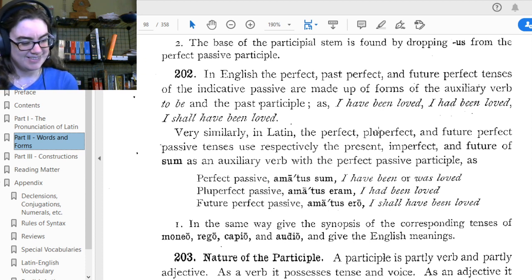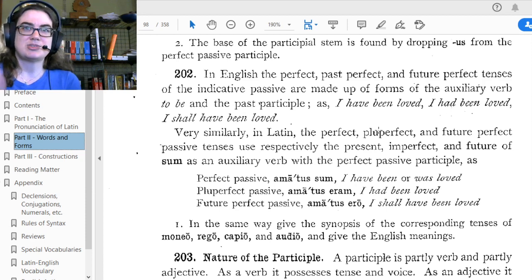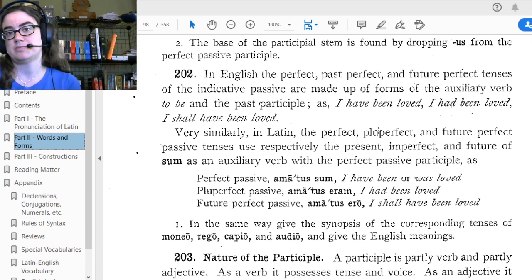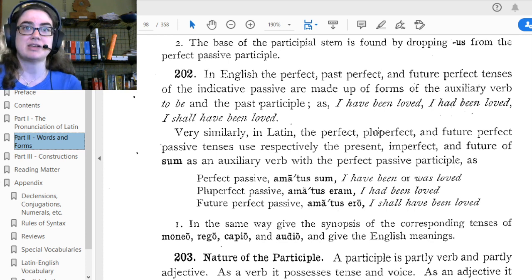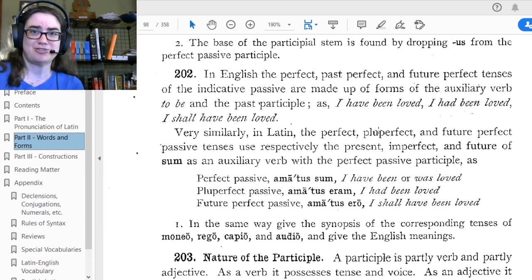Unfortunately, because it's using the present, imperfect, and future of to be, it looks like you're saying I am loved, or I was loved, or I will be loved. But that is incorrect. That is incorrect. Right? Because for the present system, for the passive, you don't use a helping verb. Hopefully, it will help you remember because of how you form the perfect active.